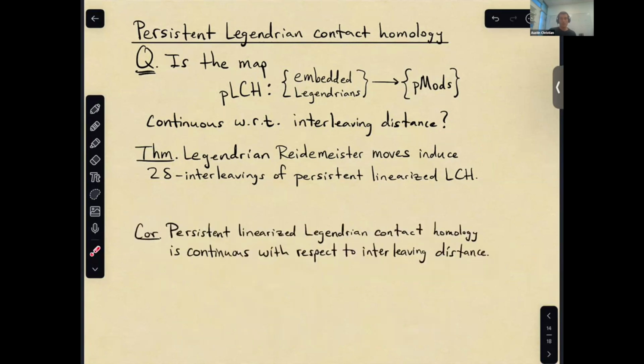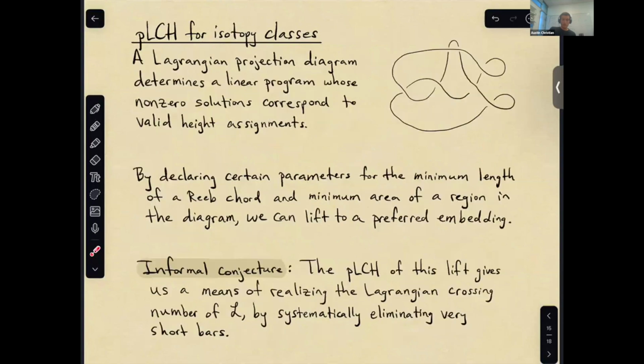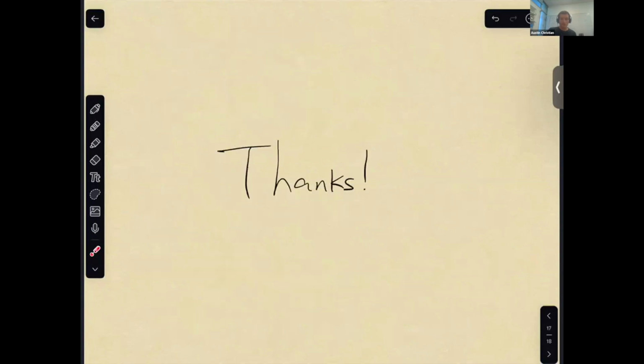And so the upshot, the corollary, is that persistent linearized Legendrian contact homology is continuous with respect to interleaving distance, which is a nice result to have and perhaps could be used to make statements about the embeddings. So I succeeded in getting to skip the statements about isotopy classes and can thank you for your time. Thank you, Austin. Let's thank our speaker. Thanks.